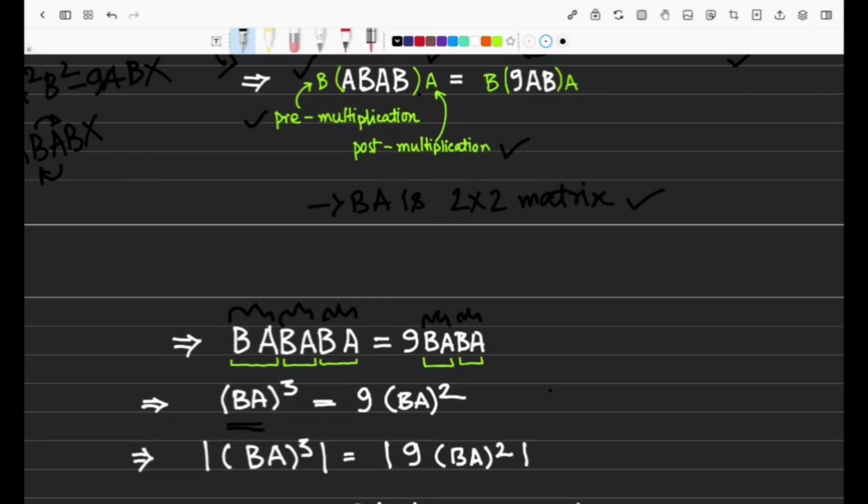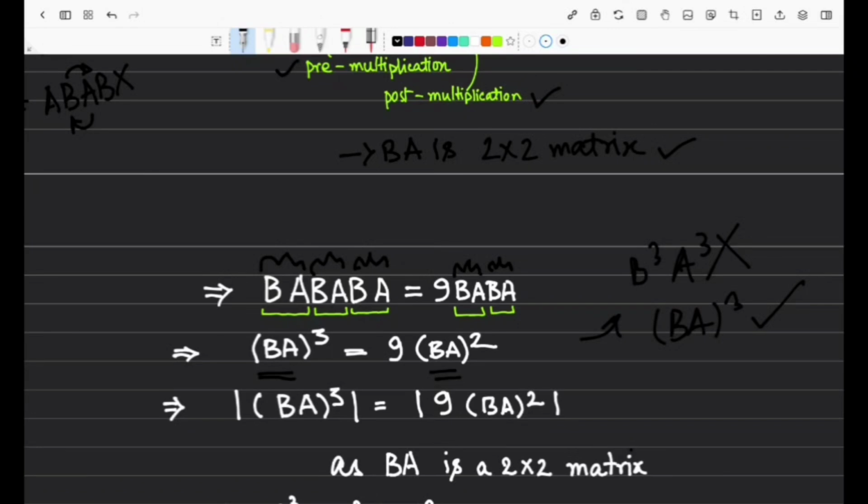Don't misunderstand BA cubed with A cubed, right? This is not what I mean. I mean BA whole cubed, that is BA whole cubed, right? This is what I mean. And this we can write as BA whole squared, right? Now what I do is I take the determinant on both sides.